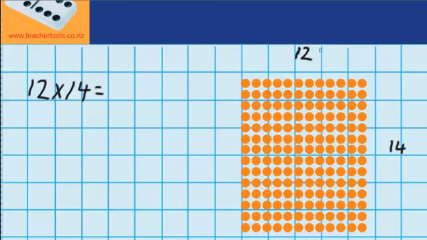Well, to start with, I think I might break this 12 up into a group of 10. So that's all of these columns along here, and then I'd have two more columns left. So let's just check. 10 plus 2, yep, that equals 12.